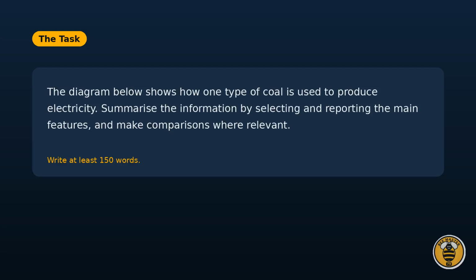Here is the task. The diagram shows how one type of coal is used to produce electricity. We must summarize the main stages and make comparisons where relevant. You should write at least 150 words.